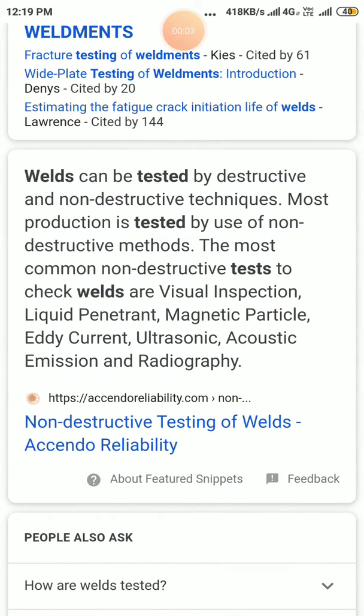Weld can be tested by destructive and non-destructive techniques. Most production is tested by use of non-destructive methods. The most common non-destructive tests to check weld are visual inspection, liquid penetrant, magnetic particle, eddy current, ultrasonic, acoustic emission, and radiology.